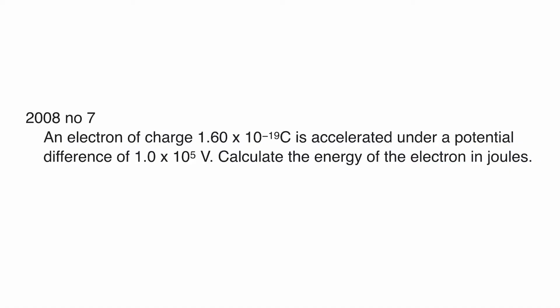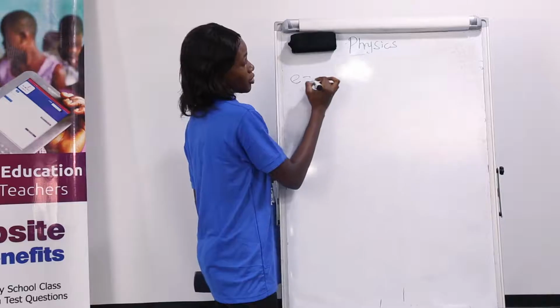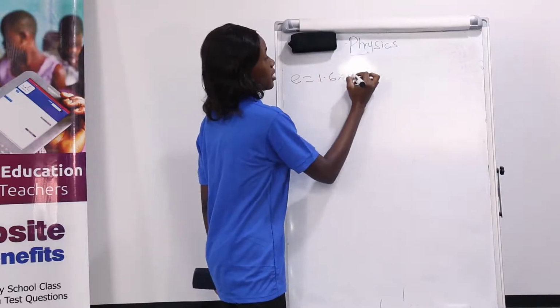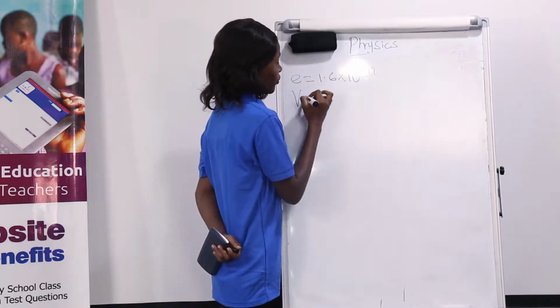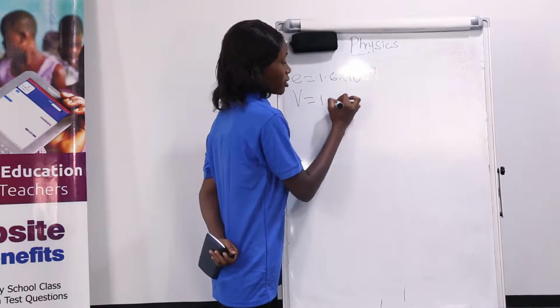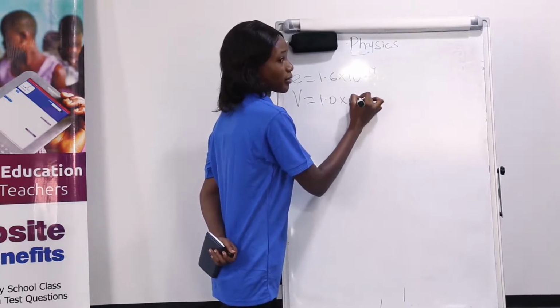Our next question is taken from the year 2008, number 7. An electron of charge 1.60 times 10 raised to the power minus 19 coulomb is accelerated under a potential difference of 1.0 times 10 raised to the power 5 volts. Calculate the energy of the electron in joules. Given our e to be 1.6 times 10 raised to the power minus 19, and our potential difference, which is V, is equal to 1.0 times 10 raised to the power 5.